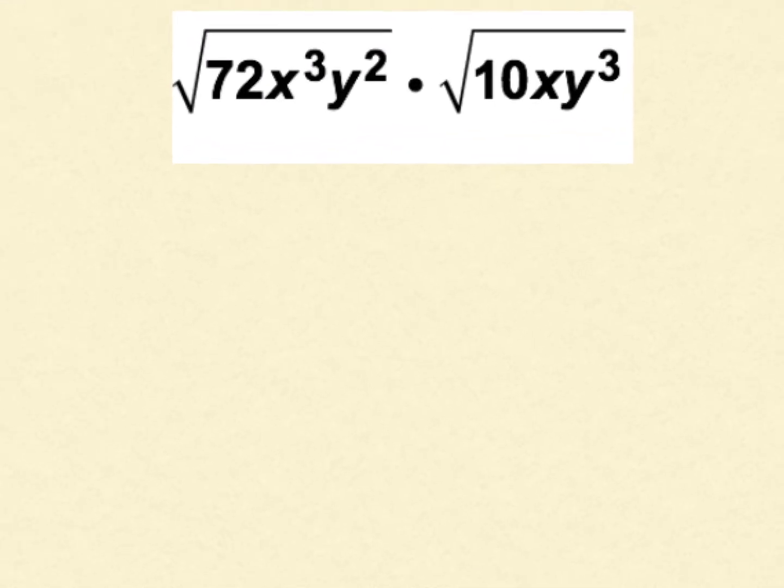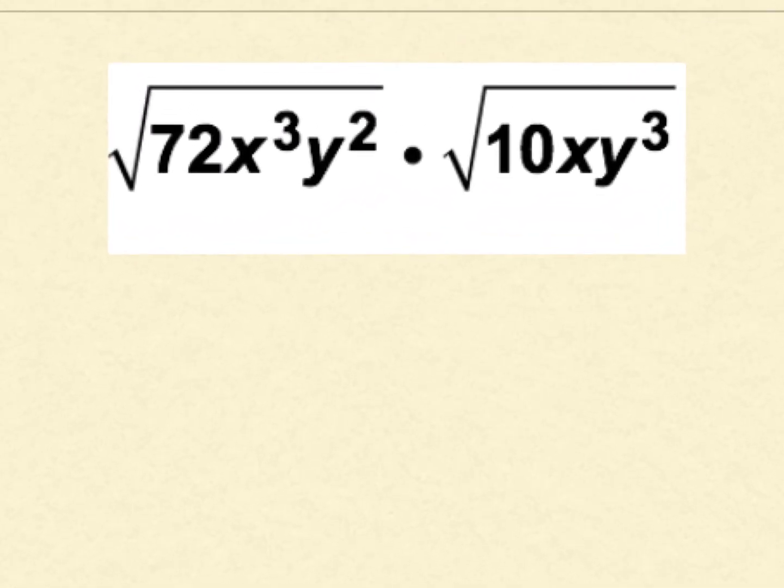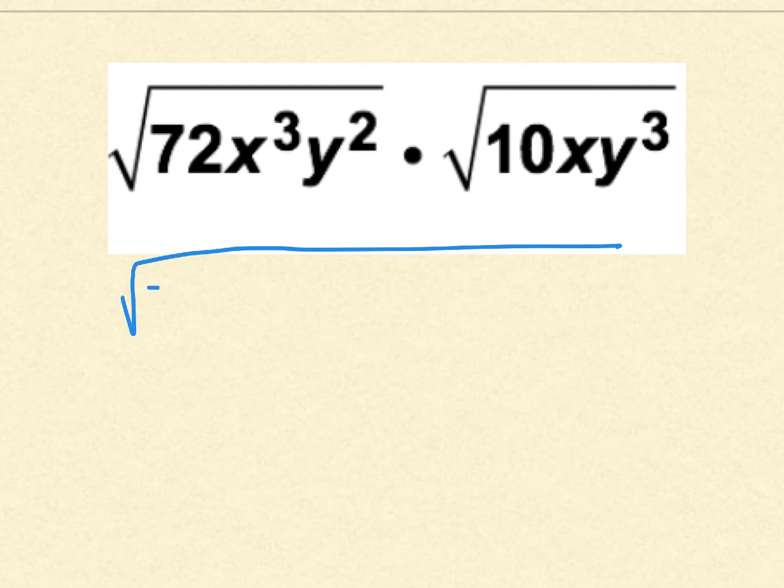All right, so let's look at the next one. So here we're multiplying. Do I have the same index? Yep, so they all can go under 1. So it's going to be 72 times 10, because I'm going to keep my numbers together. And then write the x's together. So how many x's do I have here? 4, because I have 3 here and 1 here. So there would be 4 x's. So I'll just say x to the 4th power for now. And then how many y's do I have? 5. So y to the 5th power.